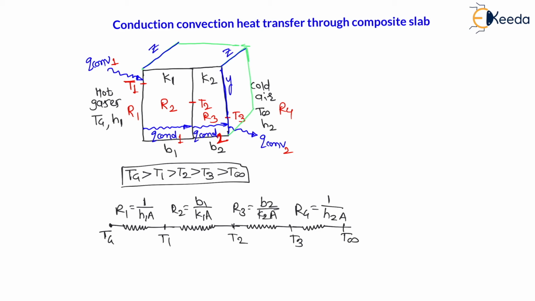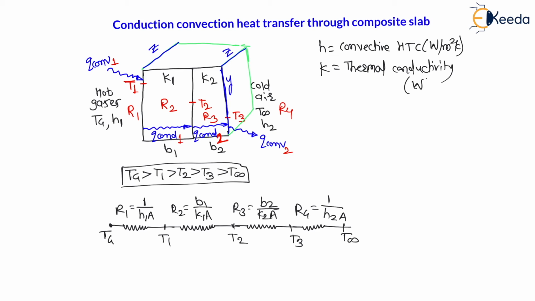And my dear students, H is nothing but convective heat transfer coefficient, which is in watt per meter square Kelvin. The unit of this is watt per meter square Kelvin. And K is thermal conductivity, which is having unit of watt per meter Kelvin. This will be the unit of thermal conductivity. That already we know. And area A is meter square, right?